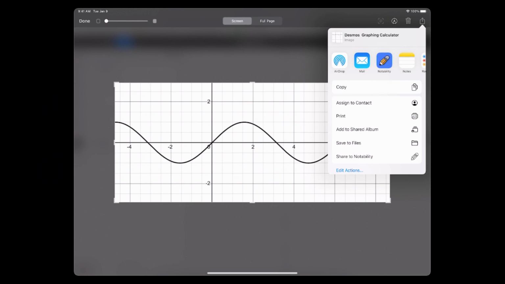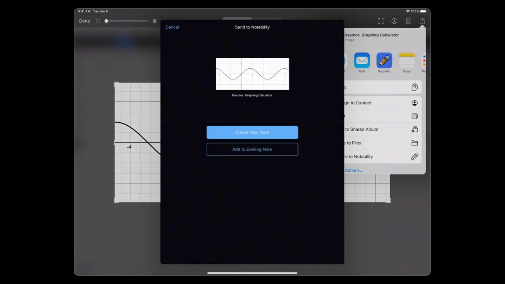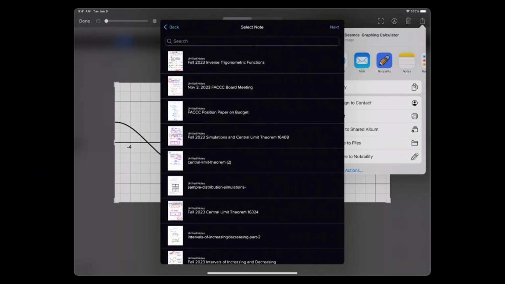All right, here we go. Add to existing note, inverse functions.